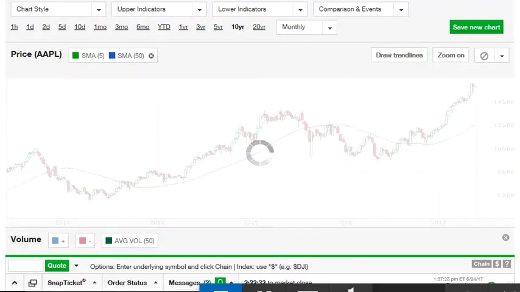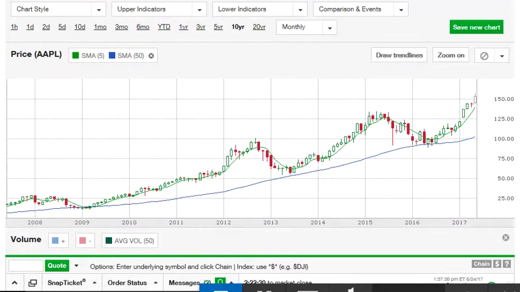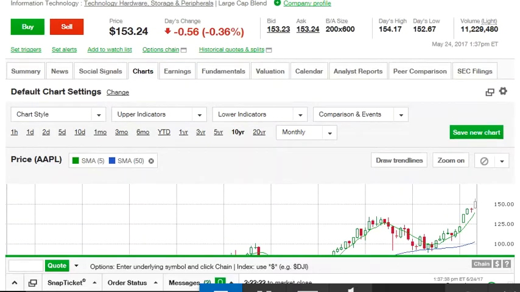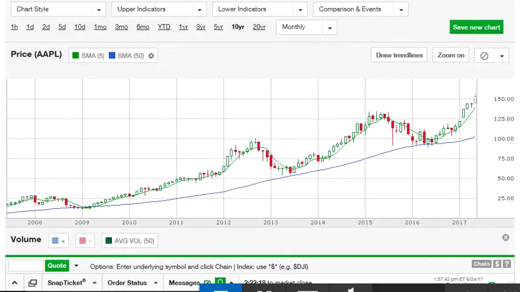And if we go further out, let's say 10 years, look at that chart. Apple stock was a piddly $20 stock, and now they're pushing $153. Wow, that is quite a return on your money, right? But there's always a risk of losing money, isn't there? So that's where the moving averages come in.